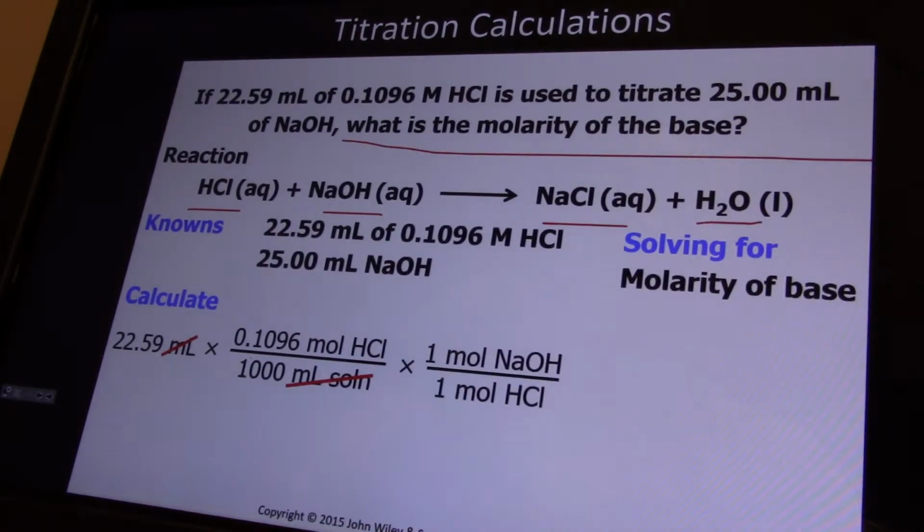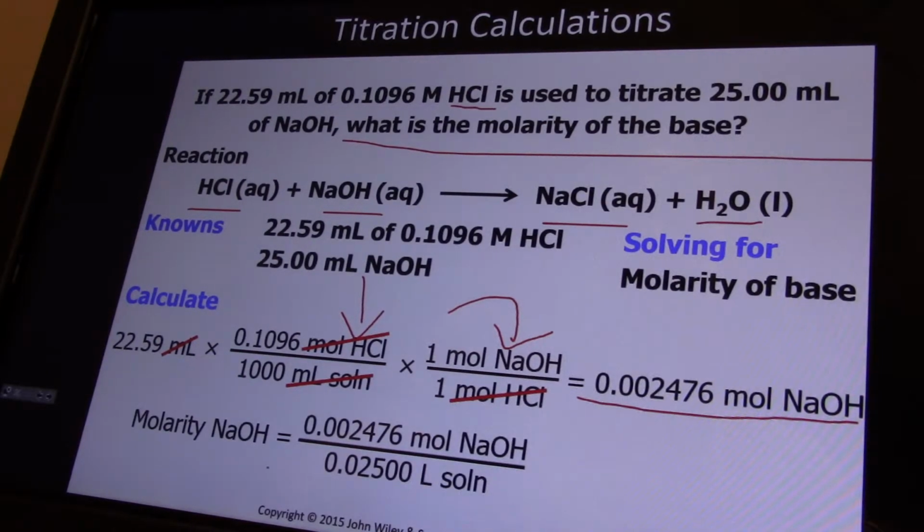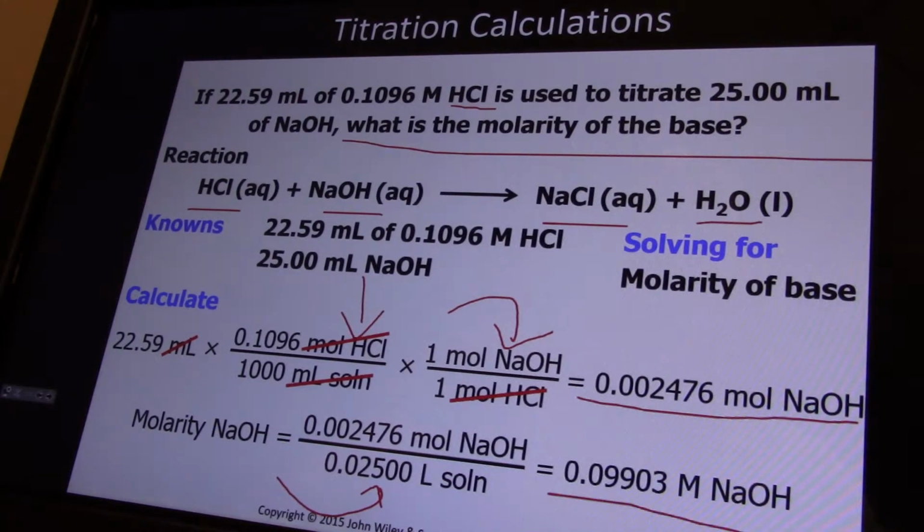This will tell me how many moles of hydrochloric acid I delivered. And it's a 1-to-1 ratio, so for every HCl I put in, that neutralized 1 NaOH. So this tells me how many moles of NaOH I reacted and neutralized. I take that divided by my initial volume of 25 milliliters, which is 0.025 liters. And my initial solution was 0.09903 molar sodium hydroxide.